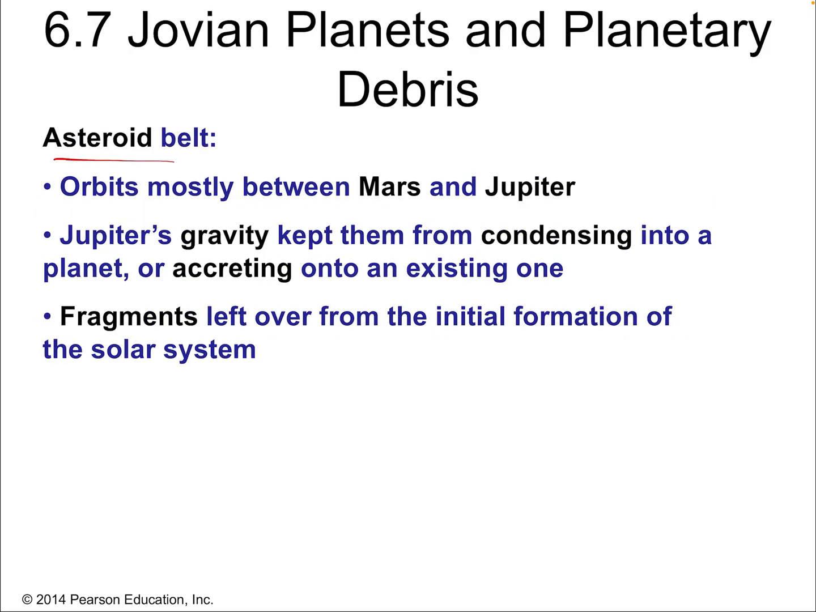Okay, so the asteroid belt orbits mostly between Mars and Jupiter. There's a bit of the asteroid belt that actually orbits in the orbit of Jupiter, called the Trojan asteroids. Jupiter's gravity kept them from condensing into a planet or accreting onto an existing one. They're fragments left over from the initial formation of the solar system. That's what the asteroid belt is. So in other words, there would be another planet there, except Jupiter prevented it from forming. Okay, so there's a push and pull from Jupiter, and it causes the asteroids to never be able to form a planet. So Jupiter is directly responsible for the asteroid belt existing.